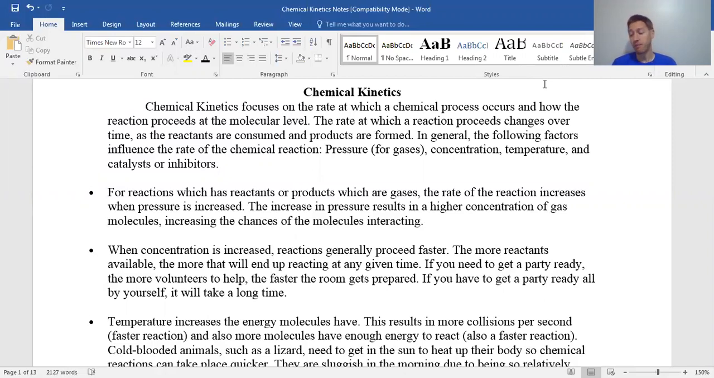So anyway, chemical kinetics. This is just a basic idea that when you think about kinetics, you think about motion, things moving, a process occurring. So kinetics is the idea of how fast a chemical reaction will take place. This is related to equilibrium, but it is not the same thing.